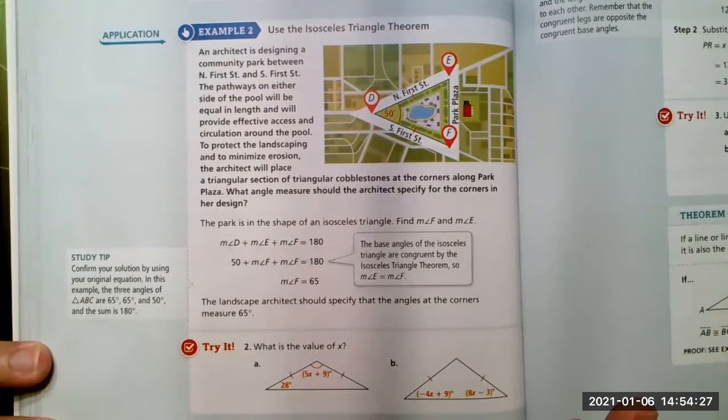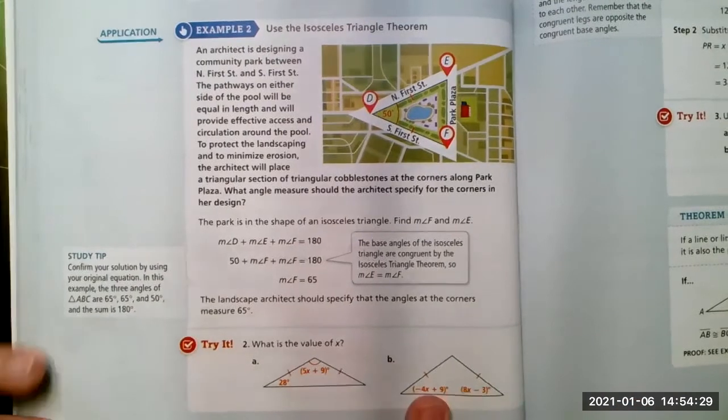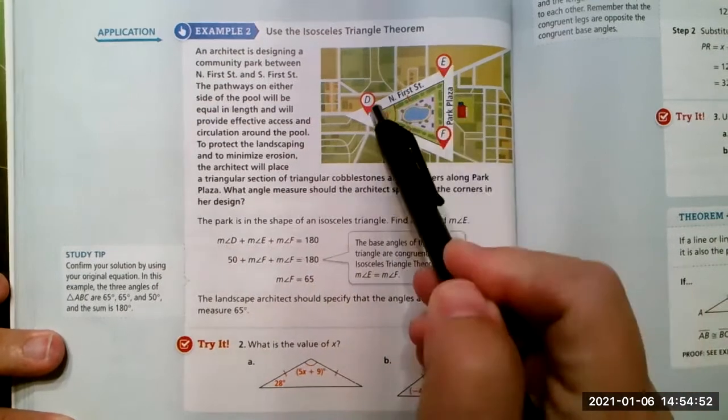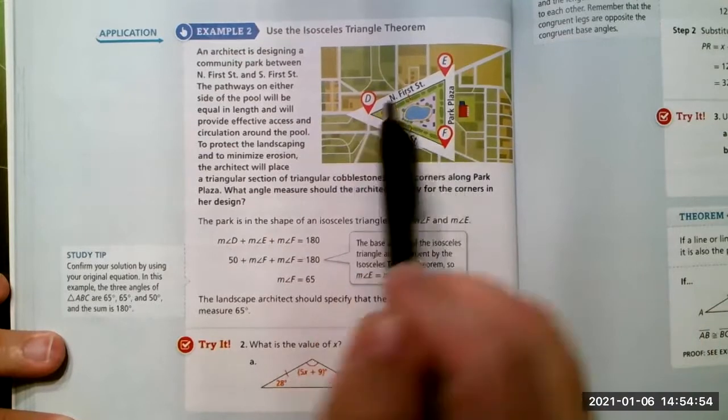Example 2, use the isosceles triangle theorem. An architect is designing a community park between North First Street and South First Street. The pathways on either side of the pool will be equal in length. Ooh, that statement right there is cluing you in. The pathways on either side of the pool will be equal in length. That means you're dealing with a specific triangle here. If they're the same length, that's setting you up as an isosceles triangle.